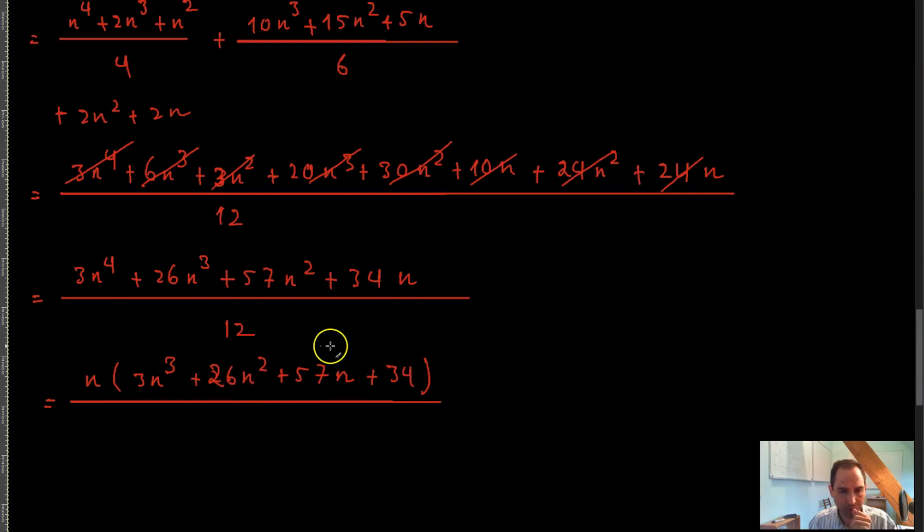Now the zeros of this polynomial would be probably 2 or 17 or 3 or 6, for example, or something else really. So there is no way to know. And in order to find out one of the zeros of this polynomial, I'm just going to give you a calculator. I'm going to call this 3 times n cubed plus 26 times n squared plus 57 times n plus 34. Call it f of n.